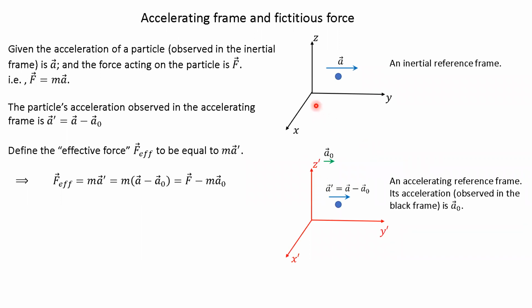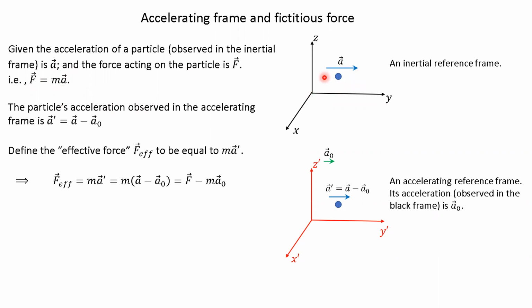Suppose I have a particle here. The particle itself is accelerating, let's say, with an acceleration a. And this XYZ, this black reference frame, is an inertial reference frame. That is, this is a frame that is at rest. So to describe the motion of this particle, by Newton's second law, we have F equals ma, so nothing new here.